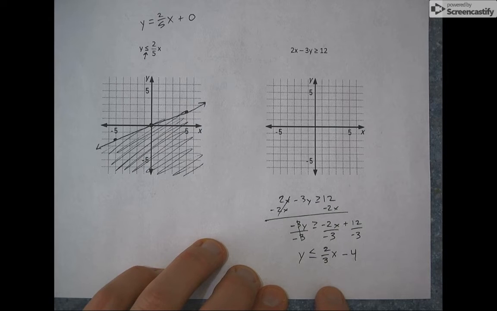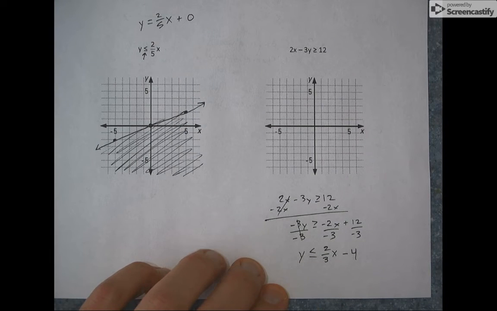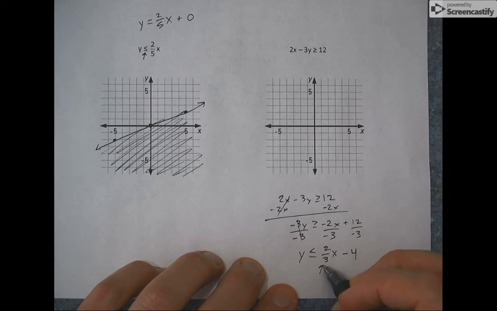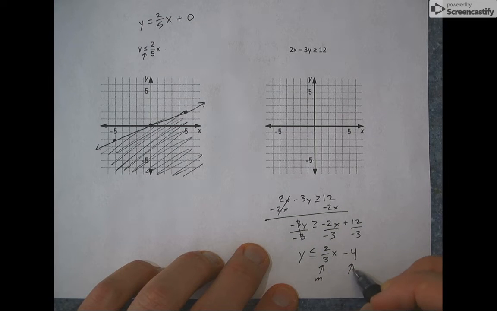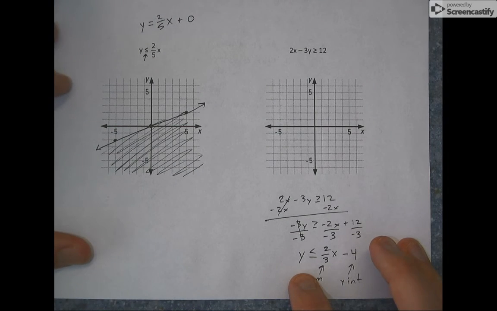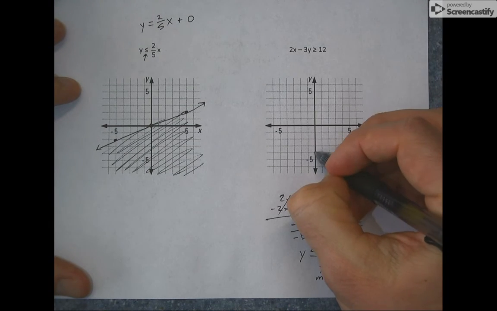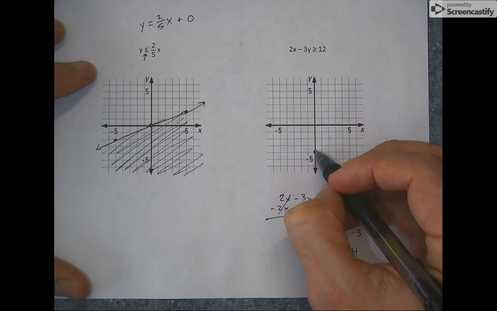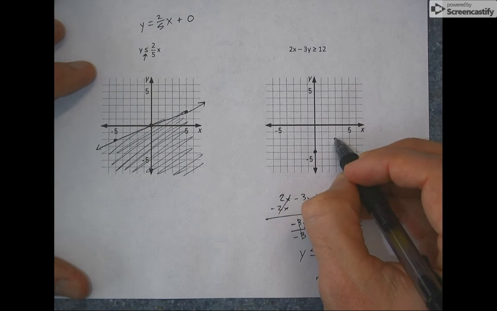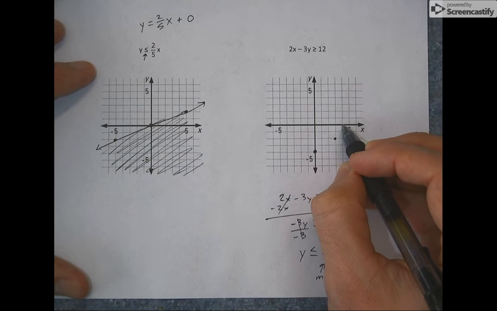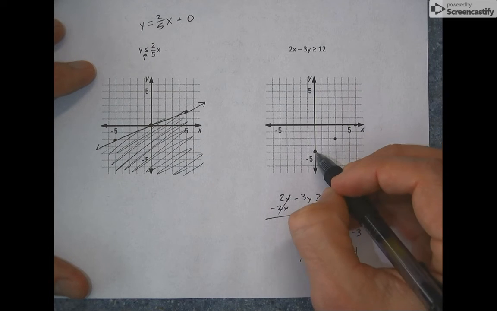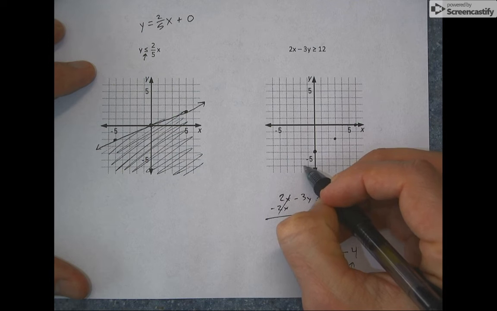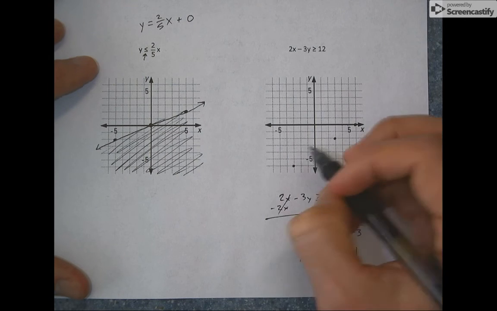And now we have an inequality that we can work with. Here's our slope, and here's our y-intercept, negative 4. So I'm going to go to negative 4 and put it on the graph. I'm going to use my slope of 2/3: up 2, over 3, up 2, over 3. Go the other way, down 2, over 3.